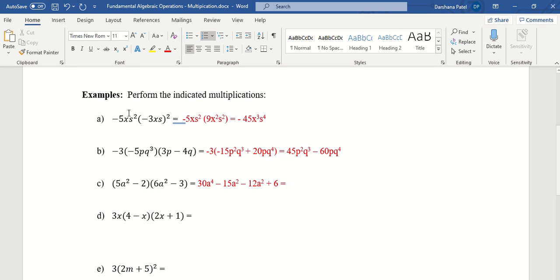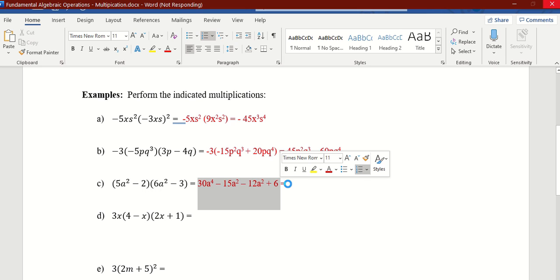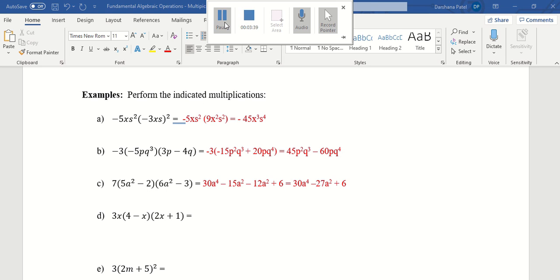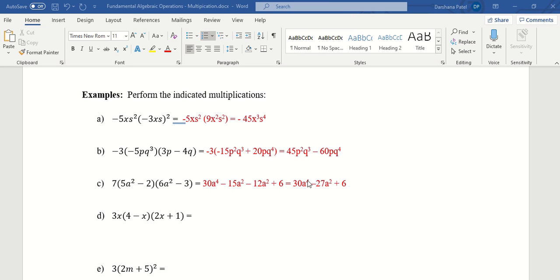Now we ask ourselves, can we simplify this more? Because negative 15a square and negative 12a square are like terms. We can simplify these to be 30a to the power of 4 subtract 27a square plus 6.